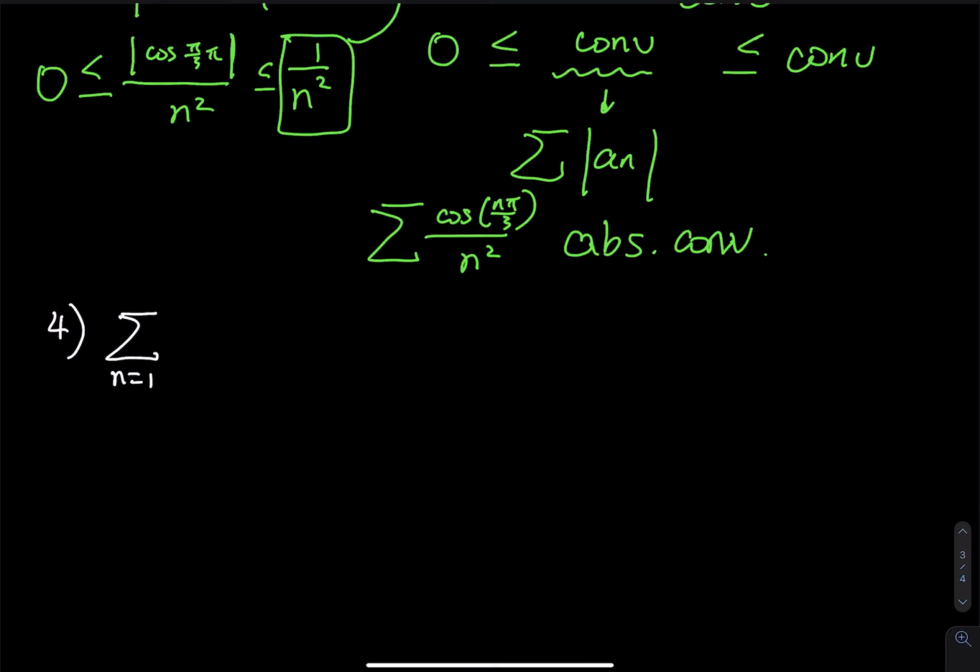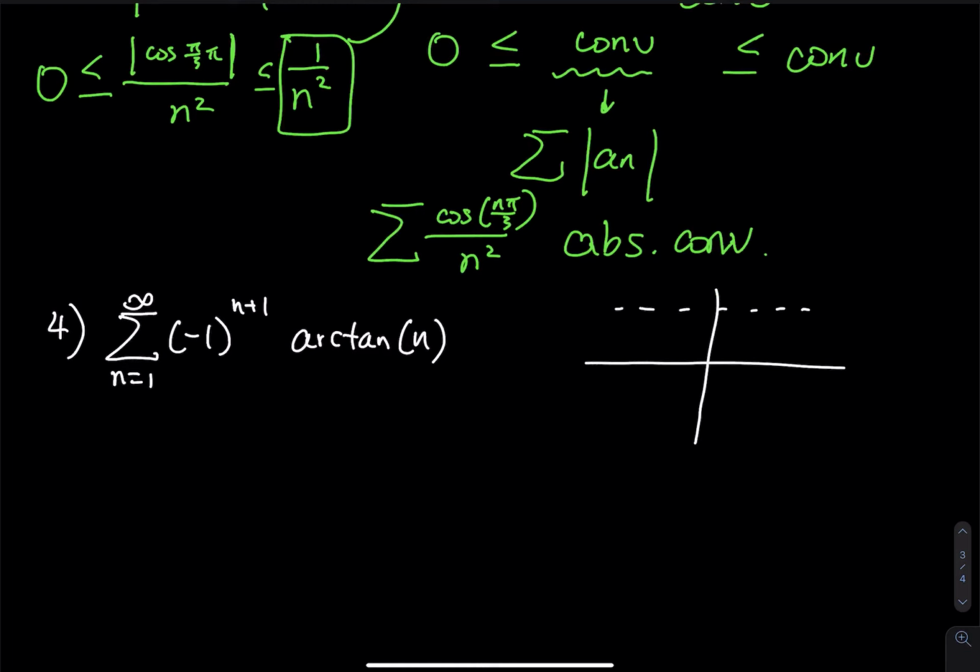n goes from 1 to infinity. We have -1 raised to n plus 1, and then times arctangent. I want you to take a look at the graph of arctangent. So the graph of arctangent, still remember that? The graph of arctangent is between pi over 2 and -pi over 2. So this is the graph of absolute convergence.